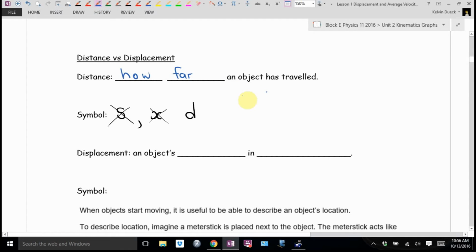Yep. What are the units for distance? Yep. And distance is a scalar.